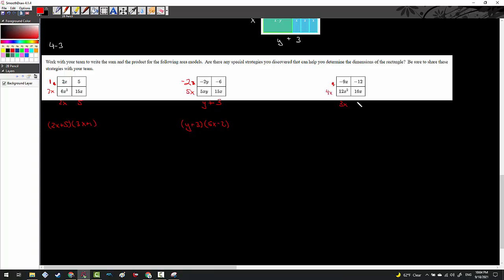I believe that's going to be a 4, and I believe that's going to be a negative 3. And notice how negative 3 times 4 also gets me negative 12. So here we go: 3x plus 4 times 4x minus 3.